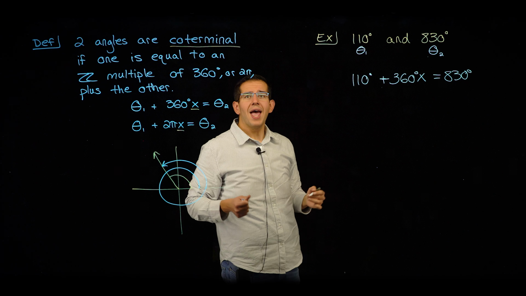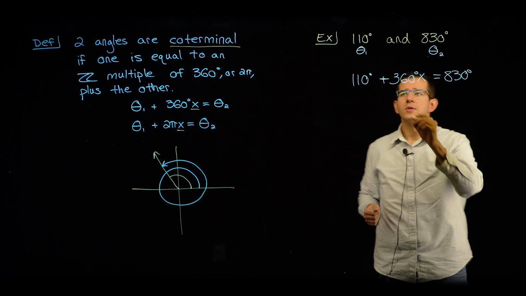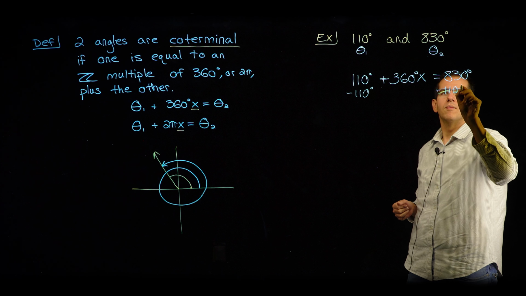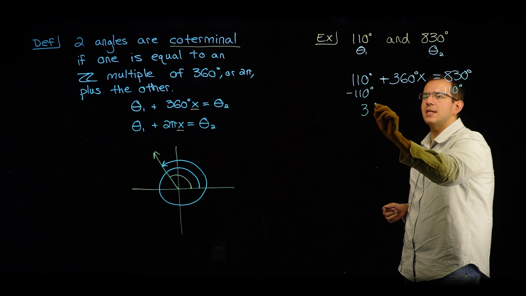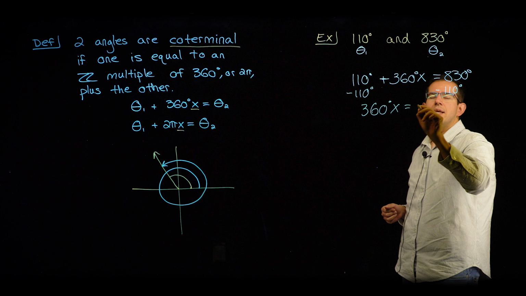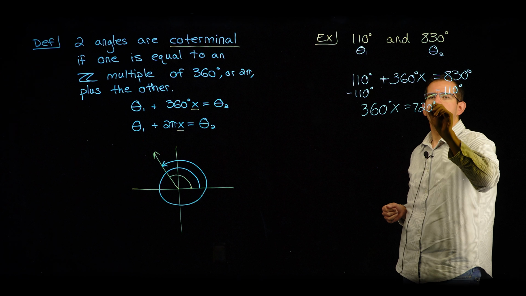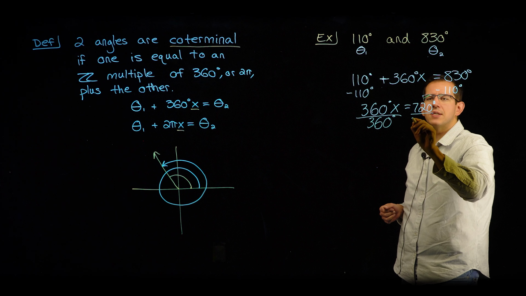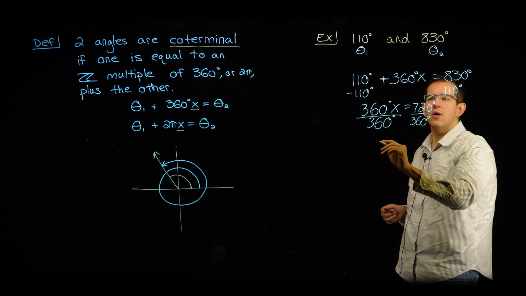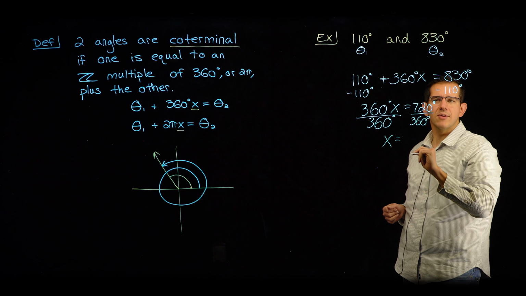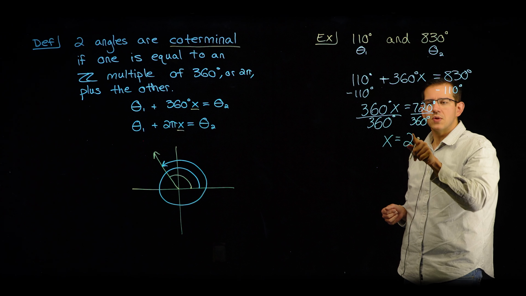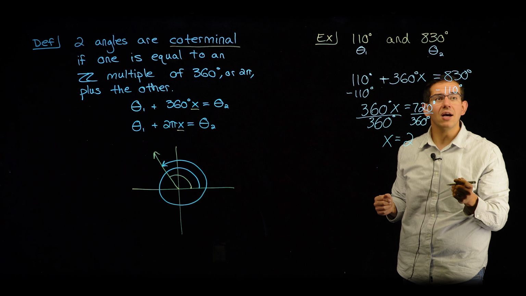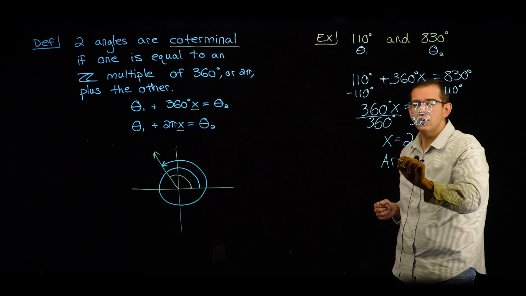Now we want to solve for x in this formula. So if we subtract 110 degrees from each side of the equation, we'll get 360x equals 720 degrees. If we divide each side of the equation by that 360 degrees, to get x alone, we'll get x equals 720 over 360, which is 2. So what does that tell us? 2 is an integer, therefore 110 degrees and 830 degrees are coterminal angles.